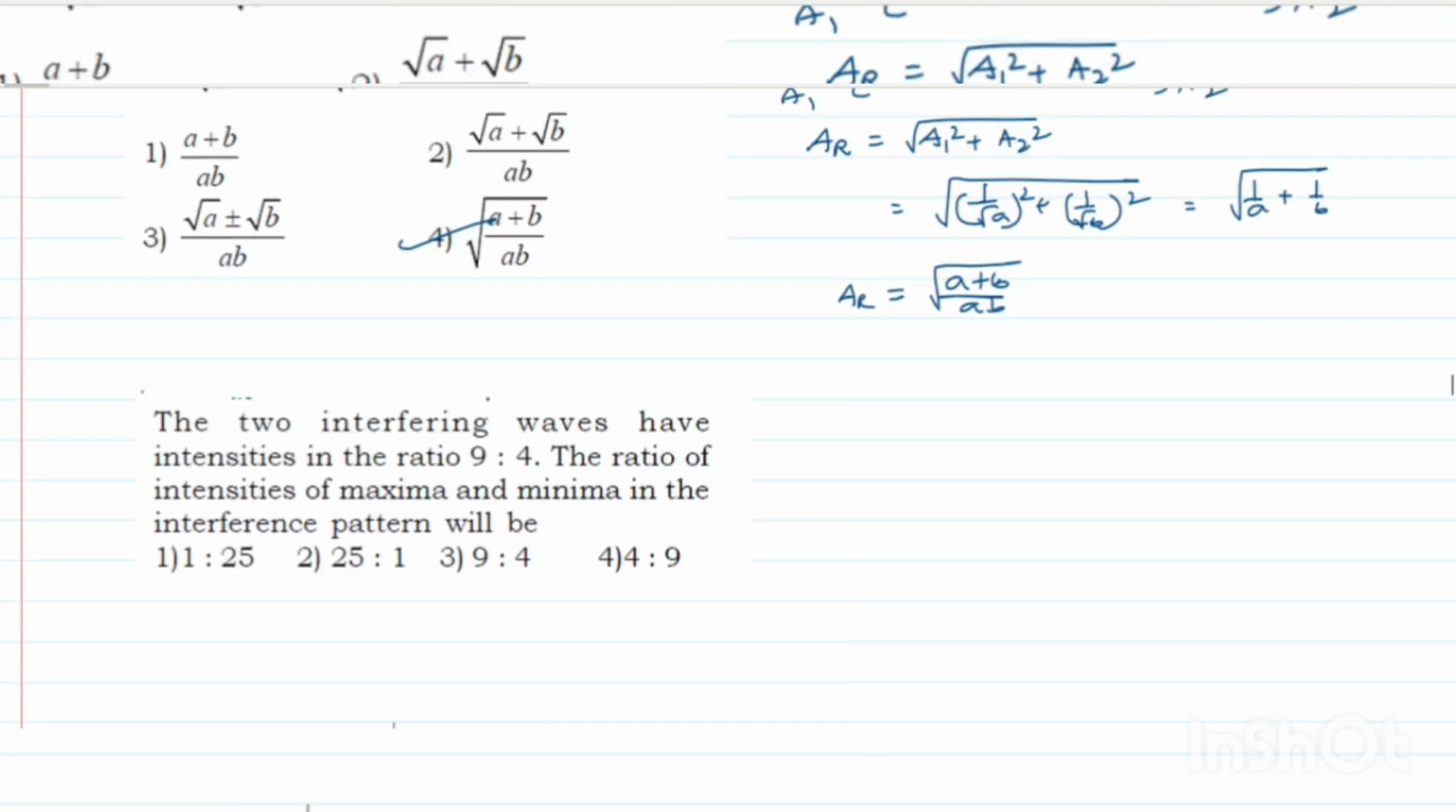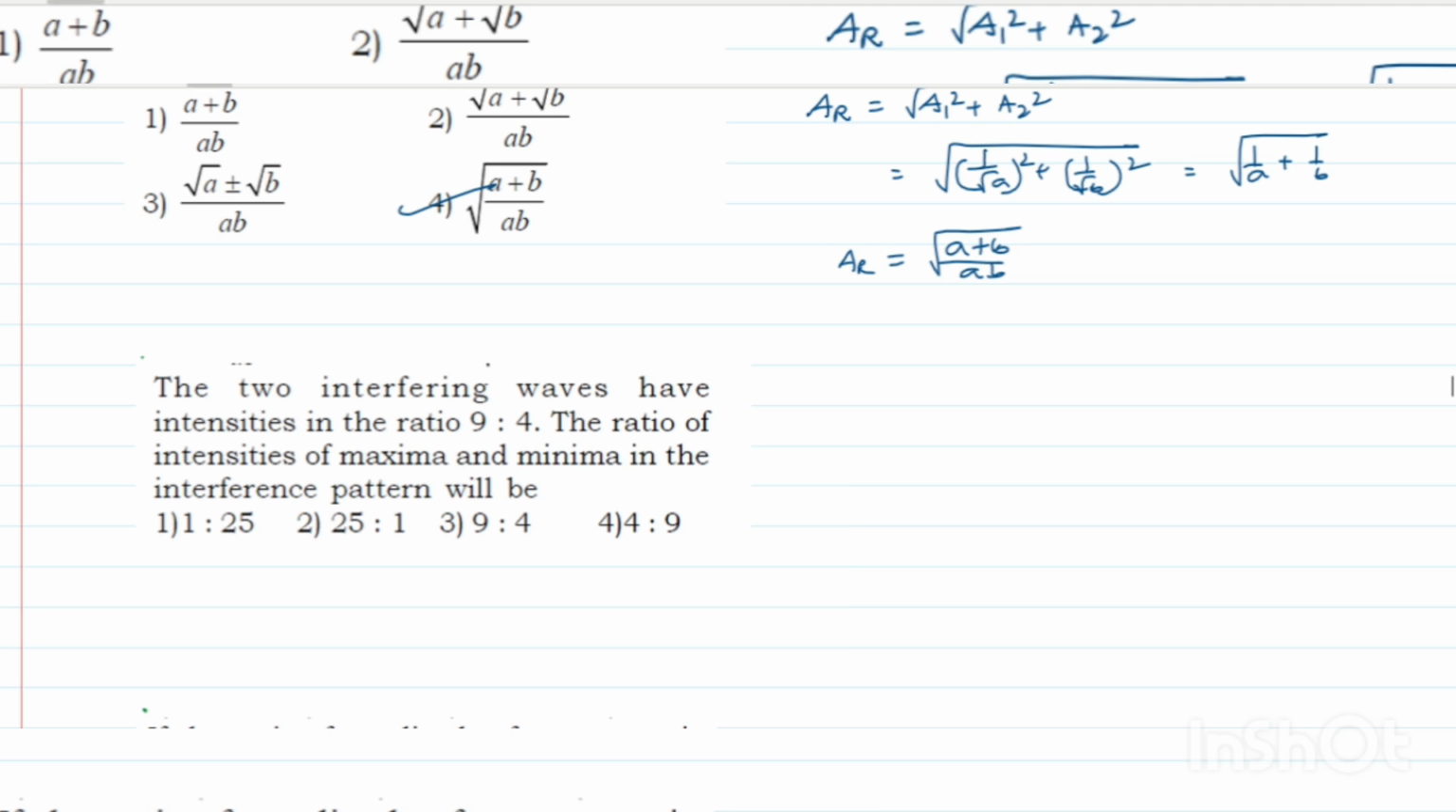Let us see the next question, students. Here the two interfering waves have intensity ratio given as 9:4. The ratio of the intensity of the maxima and minima in the interference pattern will be, I maxima by I minima, which will be equal to the ratio (root over I1 plus root over I2) whole square by (root over I1 minus root over I2) whole square.